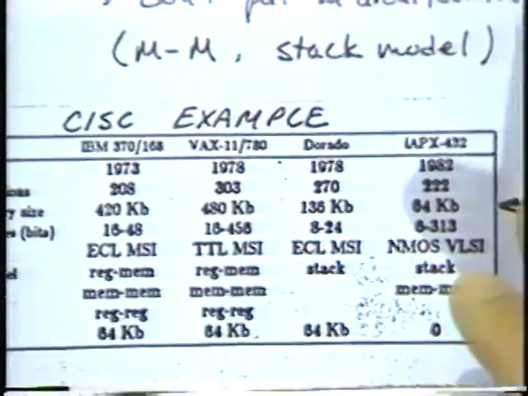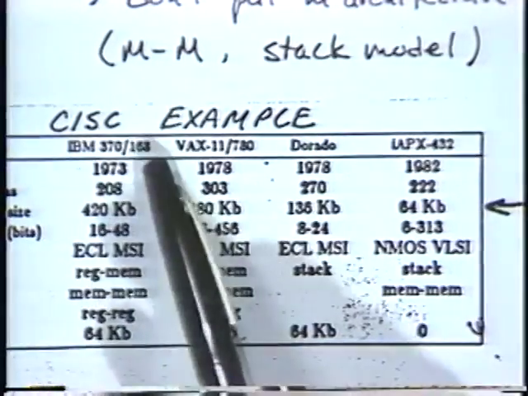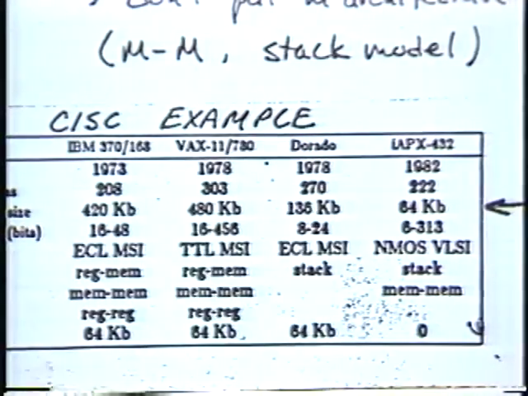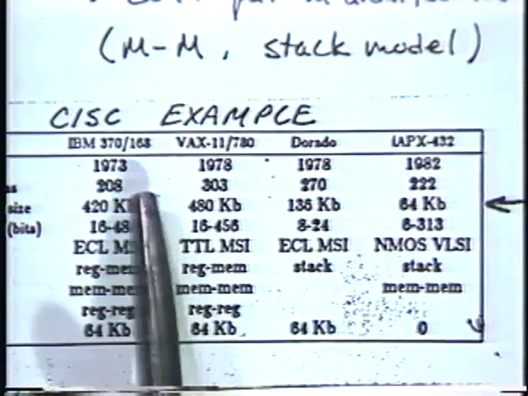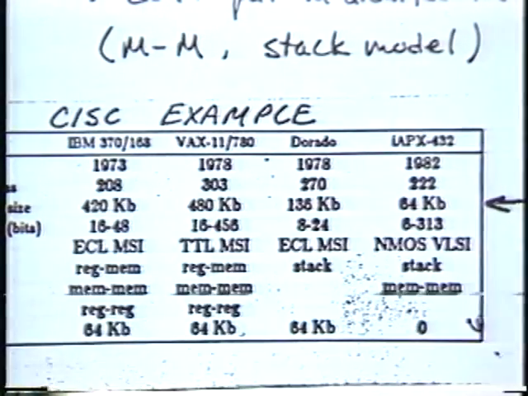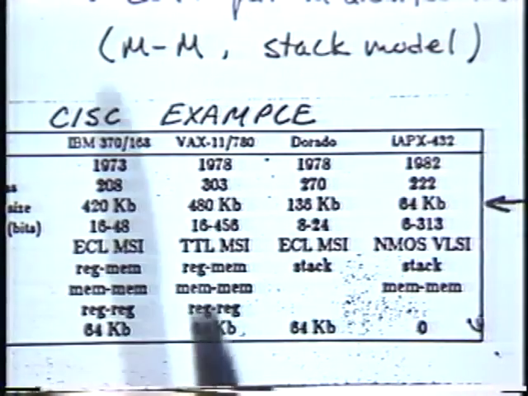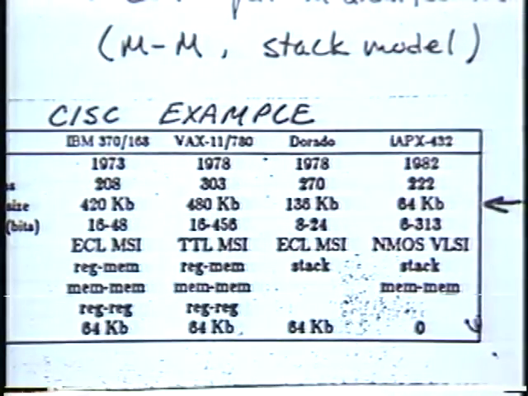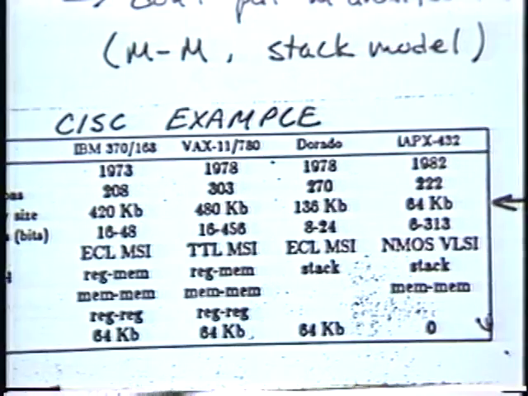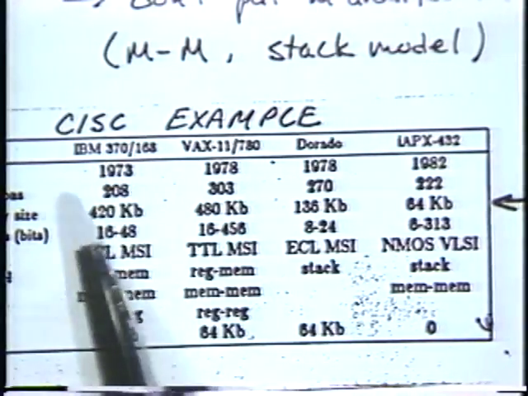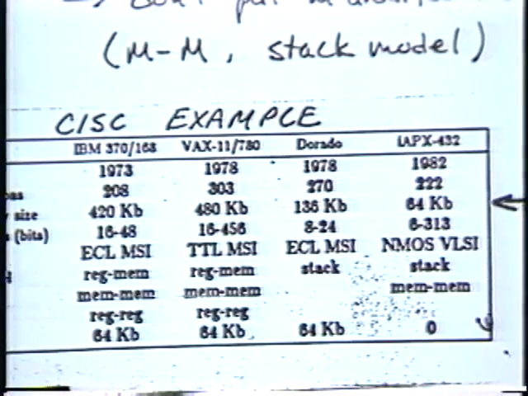So one of those was the IBM 370. This is one particular model, the 168. It was developed in 1973. The number of instructions is the next line. There's about 200 instructions. How big was the control store on this machine in 1973? It had 420,000 bits of microcode. The instruction size varied between 16 and 48 bits.